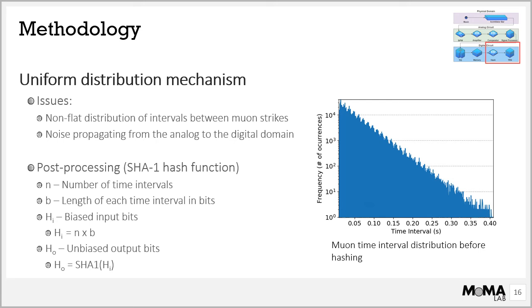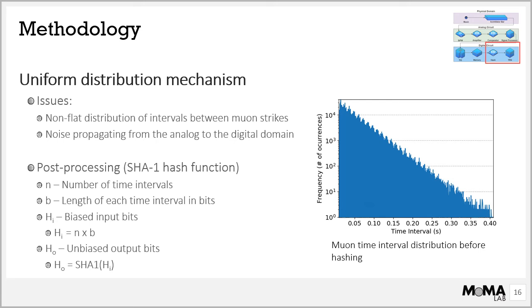And secondly, we also need to address the noise that is propagating from the analog to the digital domain through the utilized muon tracking system. So as a result, it is necessary to ensure that the distribution of the extracted bits is uniform, and therefore this is why we introduce a hashing process. So to correct for this bias, we use the SHA-1 hash function, and we denote the positive integer that describes the number of time intervals with n, and the length of each time interval in bits with b.